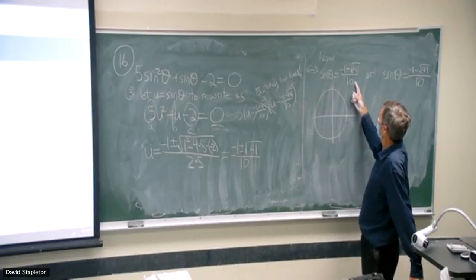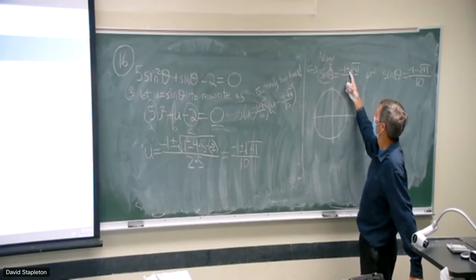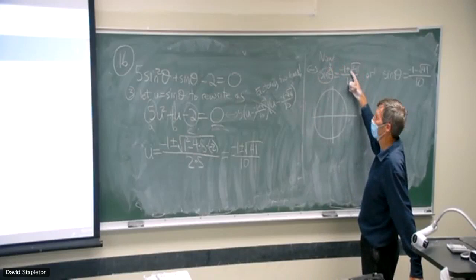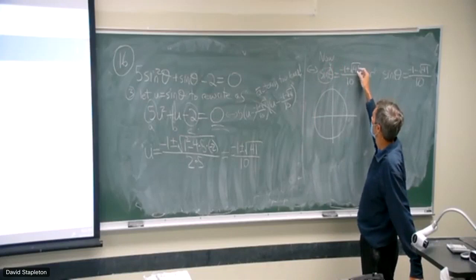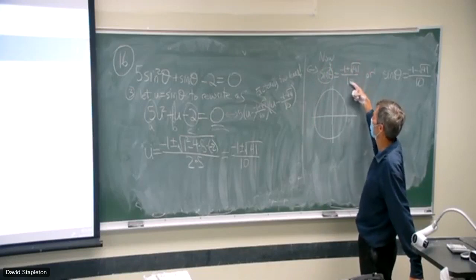So what does this look like? If I look at y equals this number, the square root of 41 is between 6 and 7, because 6 squared is 36 and 7 squared is 49. So it's minus 1 plus a number between 6 and 7, like 5 point something on top over 10. So I do have a solution. This is a number between minus 1 and 1.